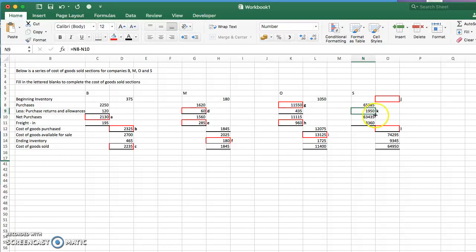Then to find the cost of goods purchased, we add the net purchase figure, which is the 63,435, and freight in, the 3,360, which gives us 66,795. And then now we have that figure. To find beginning inventory, we need to subtract the cost of goods purchased, the 66,795 we just found, from the cost of goods available for sale, which is the 74,295, and that gives us a grand total of 75,000.